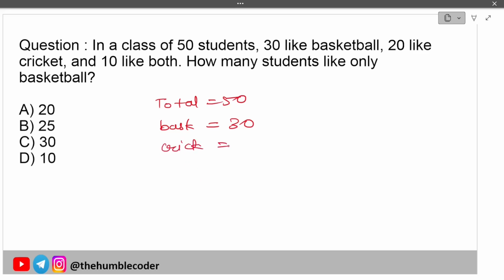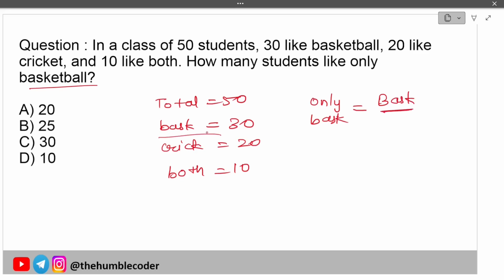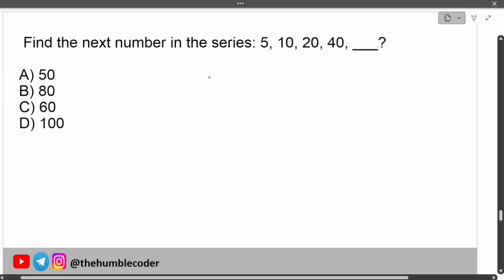The ones who like cricket are 20, and both is what? 10. Now we are asked only basketball. So how will we find it? We will find out who likes basketball, including those who can also like another sport, and then from that we will subtract the ones who like both. So 30 minus 10 will give us 20. This gives us the ones who like only basketball: 20. Okay, the answer is option A. So let's now move on to the next question.